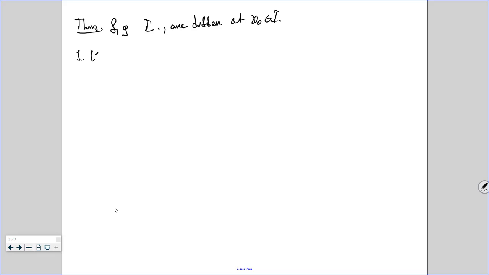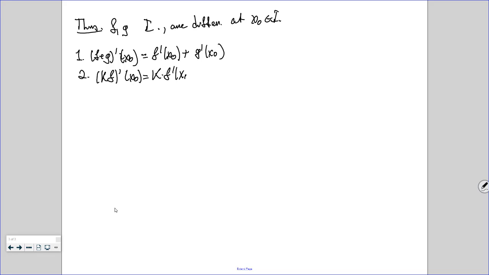Then the theorem says that the derivative of the function f plus g is equal to f prime of x0 plus g prime of x0. On the other hand, if we multiply a function by a constant, then it's equal to the constant times the derivative. The third one says something about the multiplication of the functions, so this is called the product rule.